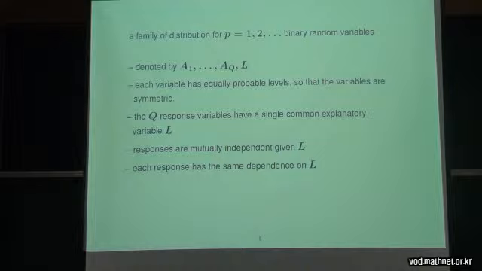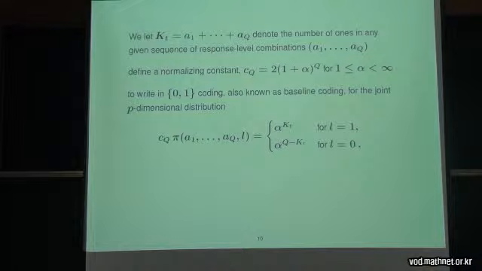Now, we code variables by 0 and 1, the levels, or by minus 1 and 1. And the 0-1 coding is known in psychometrics as baseline coding. And we just count the number of ones, so it doesn't matter whether you use the 0-1 or minus 1 coding, to give you the joint distribution. It is very simple because it just has a single parameter, alpha, and I tell you later what it is. And it has a normalizing constant, which just sums up the values you have on the right.